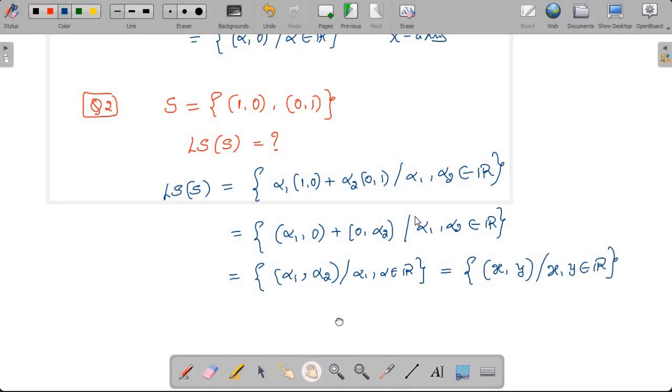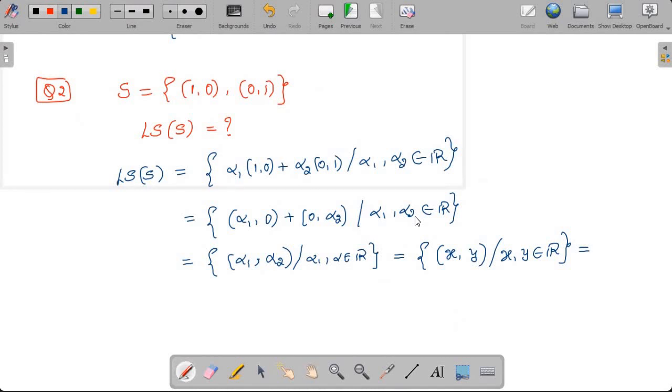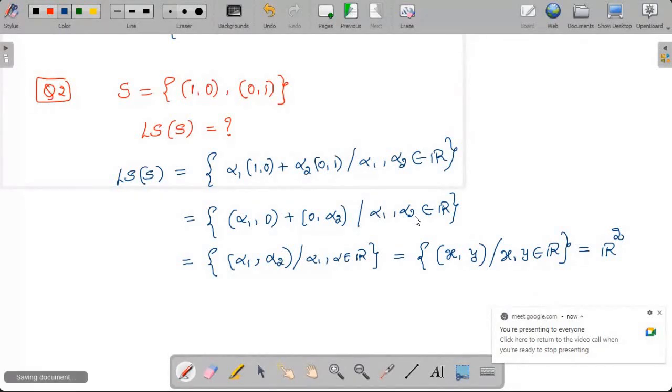And what is this set actually? What is this set? This set is the entire R2. I can give you any element in R2 just with the help of two elements, that is (1, 0) and (0, 1). Suppose you want (10, 15): multiply the first element by 10, multiply the second element by 15, add the two, and you will get (10, 15).